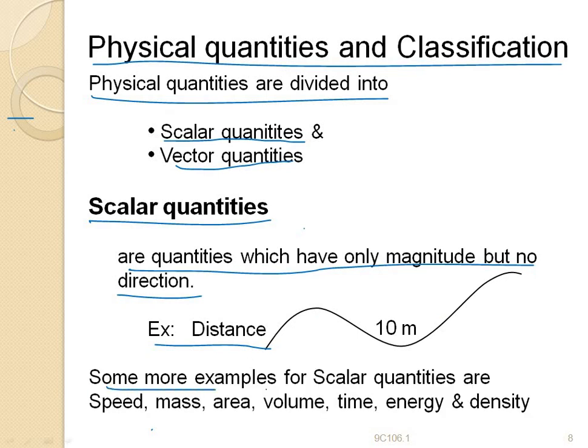Some more examples of scalar quantities are speed, mass, area, volume, time, energy and density. So these are the examples of scalar quantities. Remember, scalar quantities have only magnitude but no direction. Example is distance. Some more examples are speed, mass, area, volume, time, energy and density. This is very important, you remember.